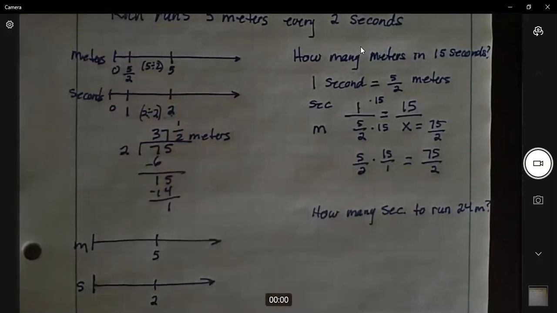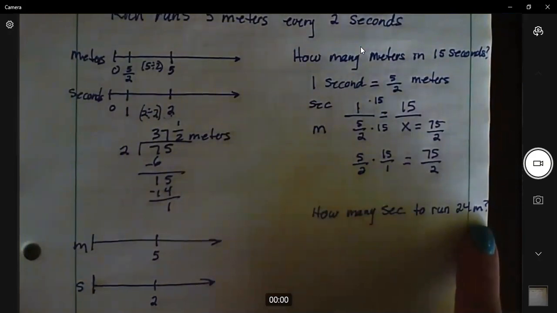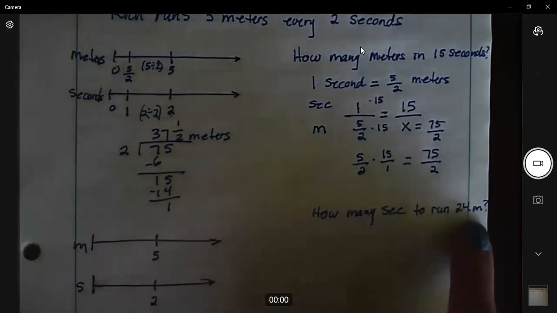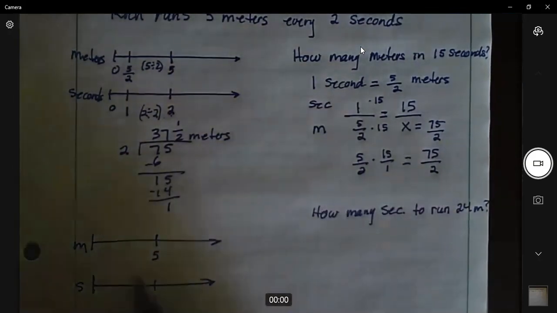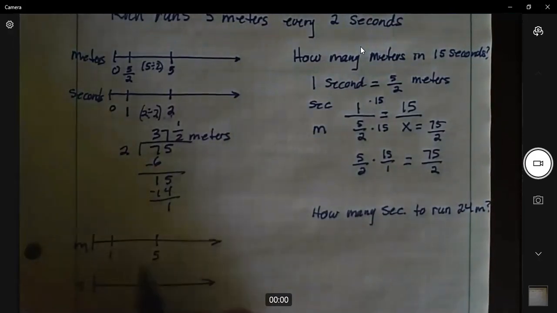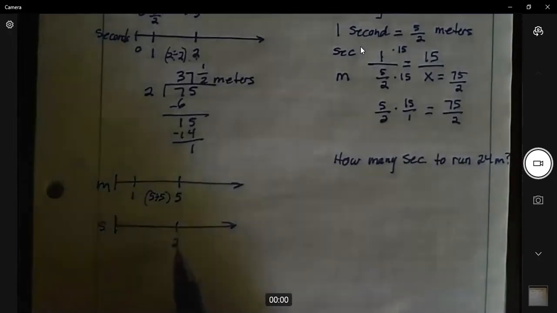Well, now what I want to know is, I want to know 24 meters. So if I knew 1 meter, right, then that would make it a lot easier to determine how many seconds. So I want to know 1 meter. So instead of doing the seconds, I want to come over here and say, well, how do I find 1 meter? Well, what do I have to do here? I have to take 5 divided by 5 to get 1 meter. So I have to do the same thing I did up here. So I'm going to take 2 divided by 5.